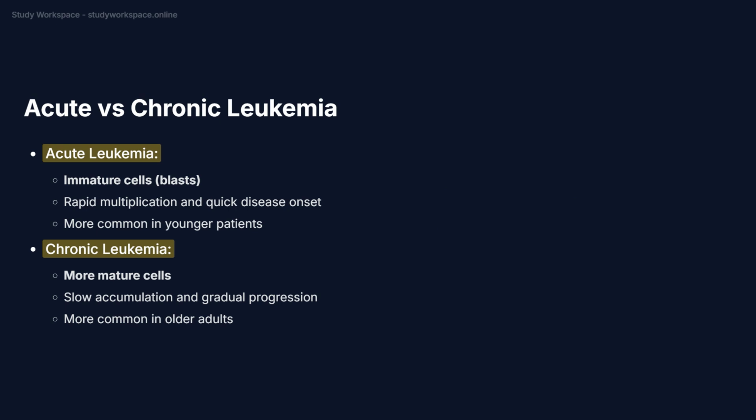Acute leukemias are generally more common in younger patients. Chronic leukemia involves more mature cells. These cells accumulate slowly, so the disease progresses more gradually and is more common in older adults.